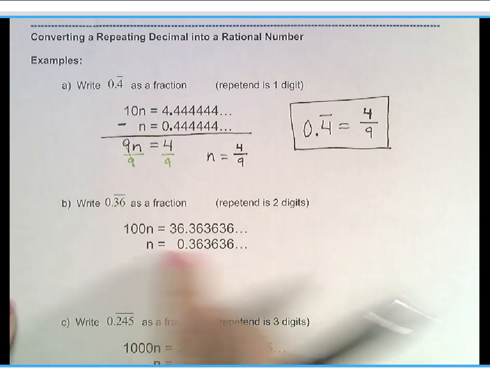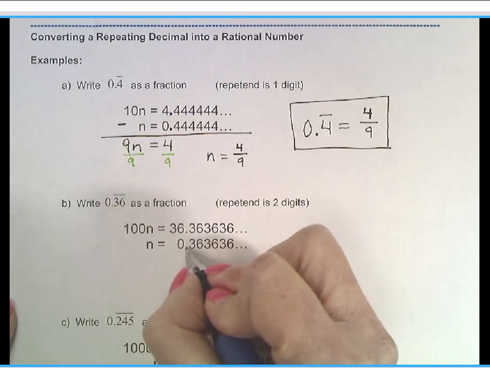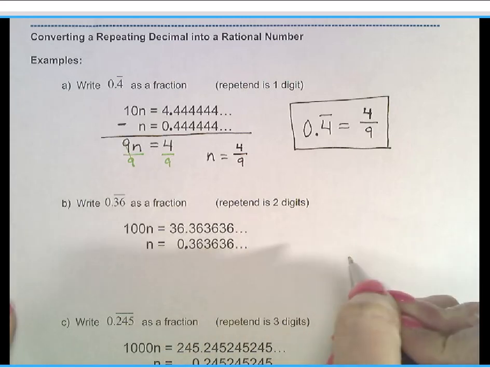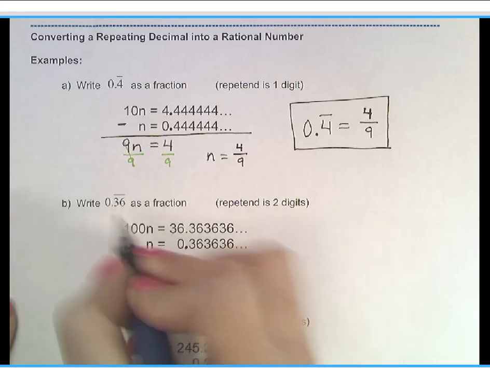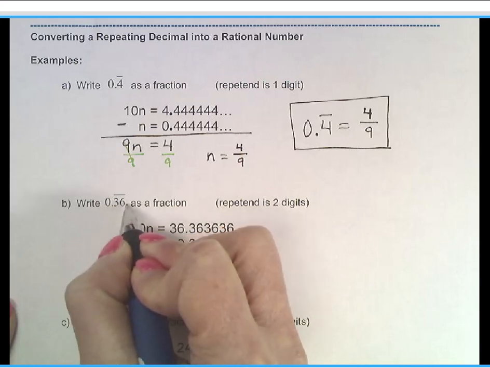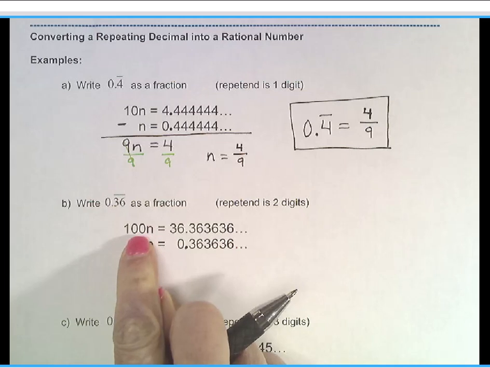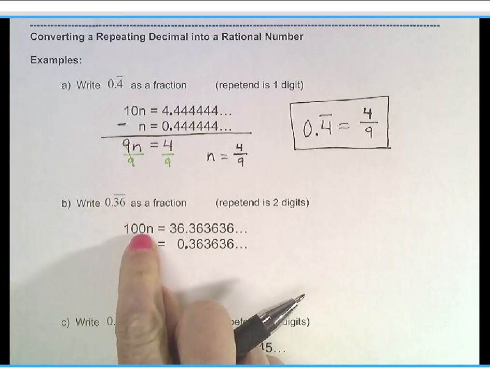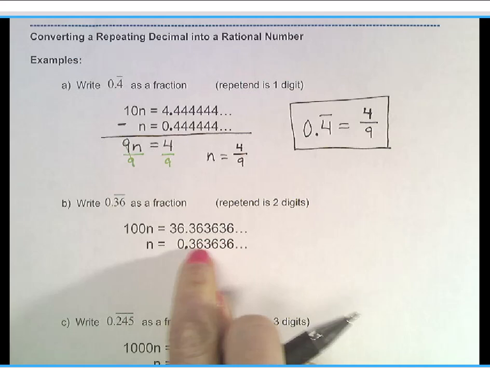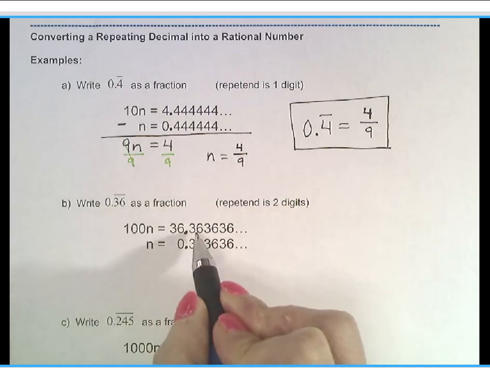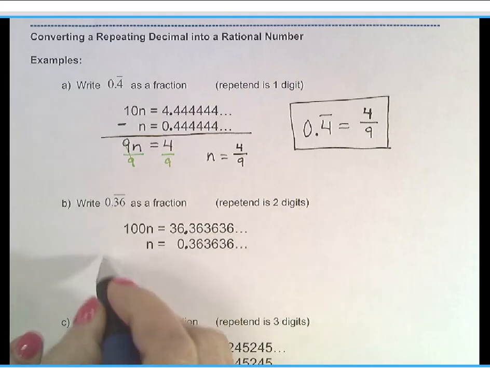0.3636363636. So I'm just naming it n. n is 0.363636. I just put an obnoxious number of 36s. Well, I want to move my decimal past that repeating block, which means I need to move it 2 places. So I'm going to multiply by 100. If I take n times 100, it's going to move this decimal 2 places, and I'm going to get 36.36363636.